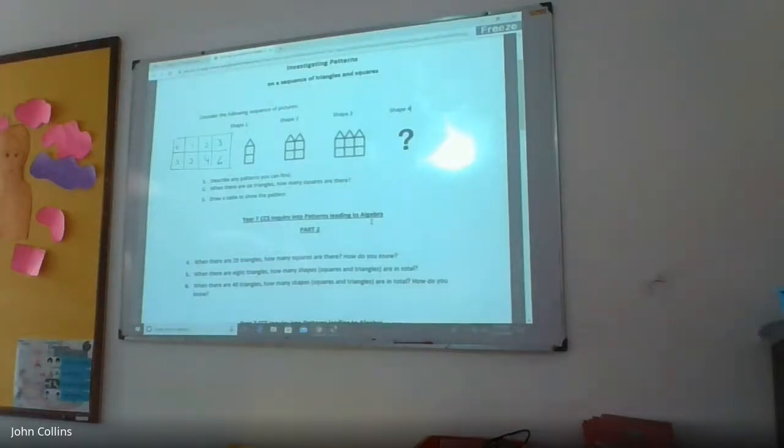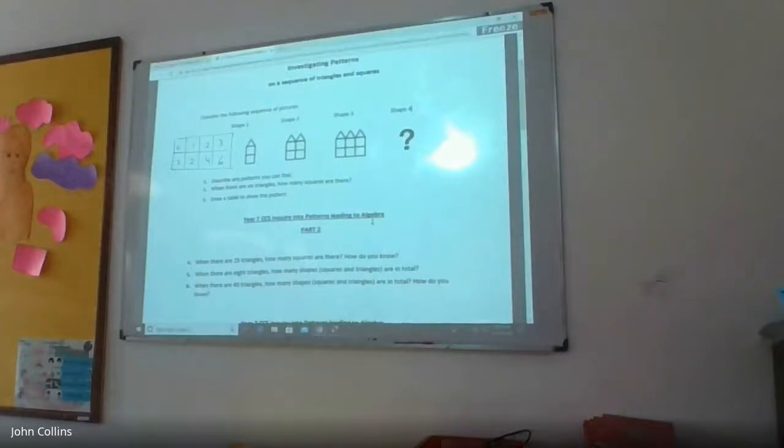25 triangles, how do you know? There's 25 triangles, so 50 squares. How do you know? It's doubling. The double amount of squares to triangles. So if there's 25 triangles, Katie said there's 50 squares. How do they know? Because they double based on the pattern.